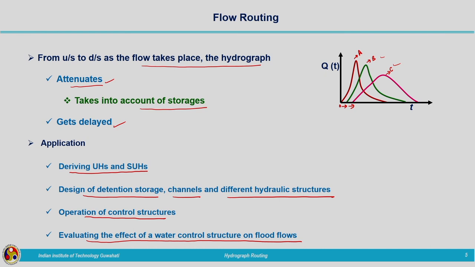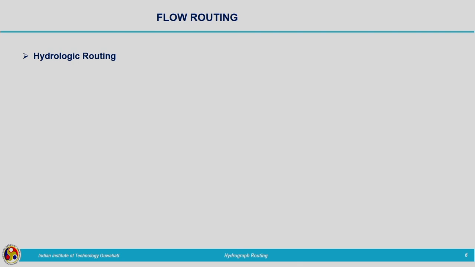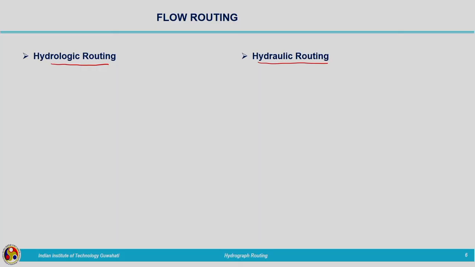Now, let us look into different types of flow routing techniques. First one is hydrologic routing and the second one is hydraulic routing. Flow routing can be generally classified into two categories. First one is hydrologic routing and the second one is hydraulic routing. What are the differences between these hydrologic and hydraulic routing? This is very important.